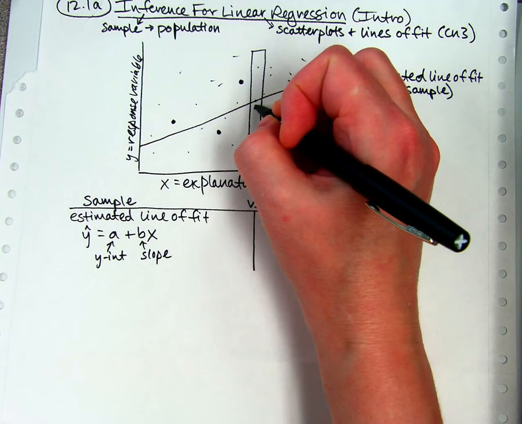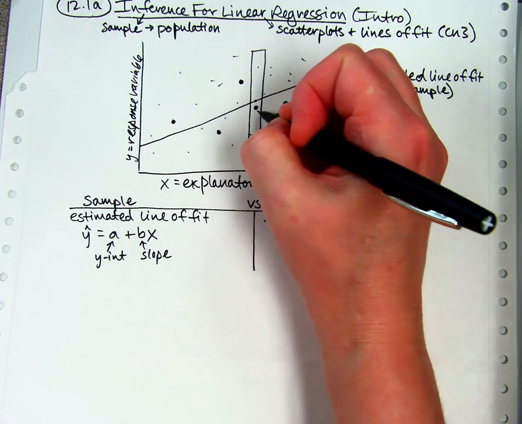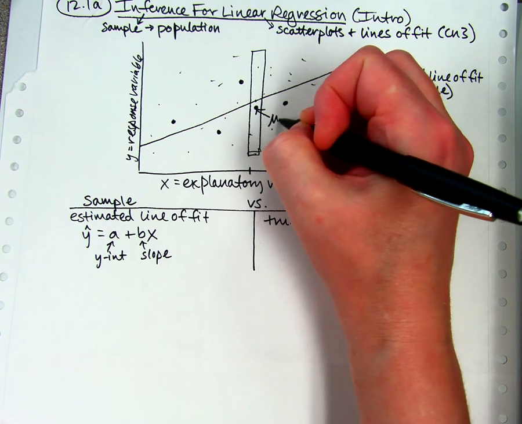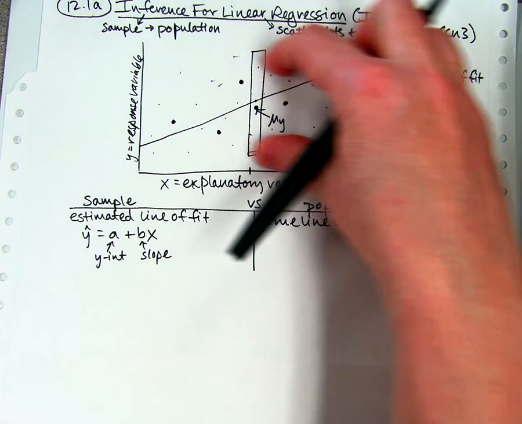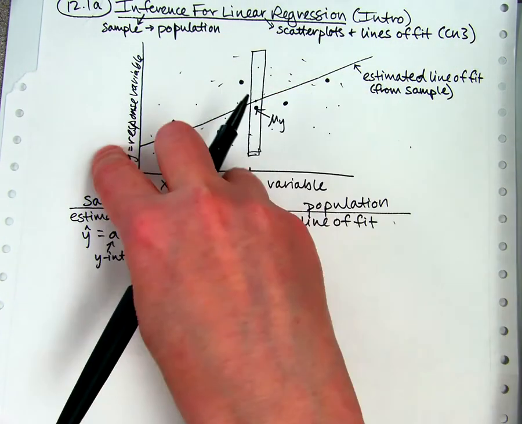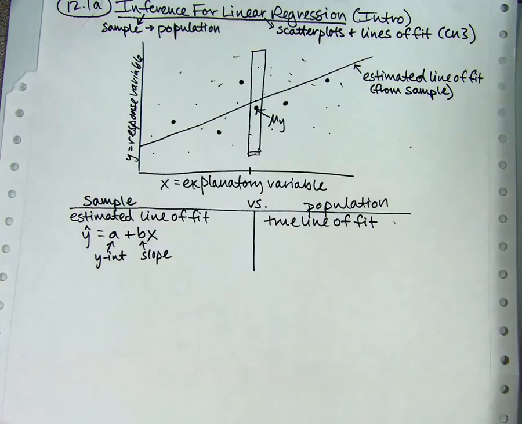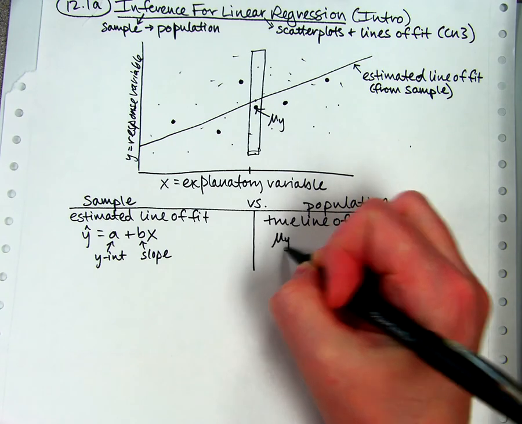So maybe the mean's a little lower, maybe it's a little higher, but this is the mean y value for this particular x value. And obviously if I moved x over here, then I'd have a different mean y value. Put those all together and you get the true line of fit. So the true line of fit is the mean y.